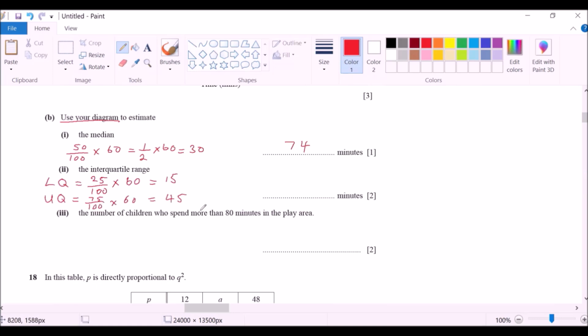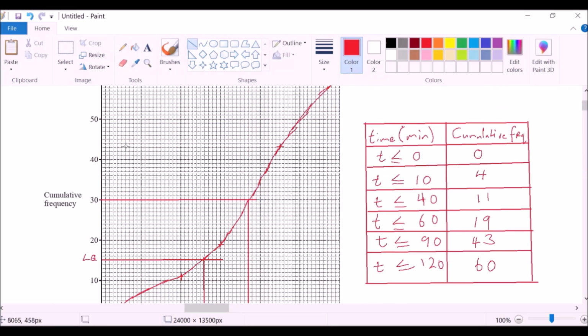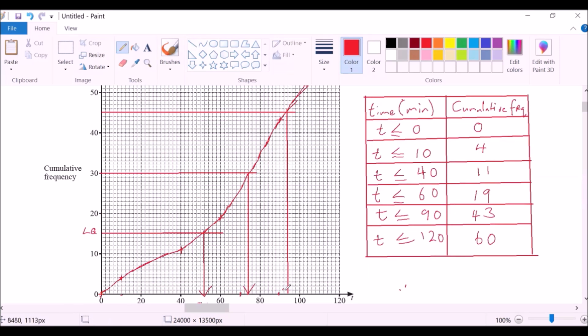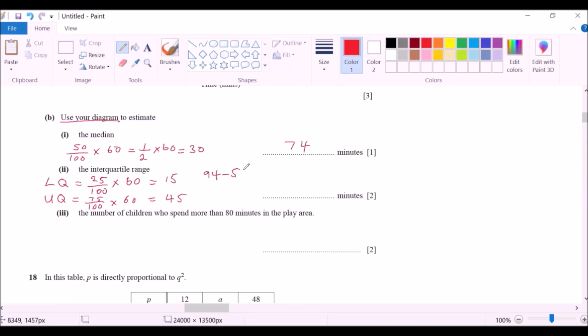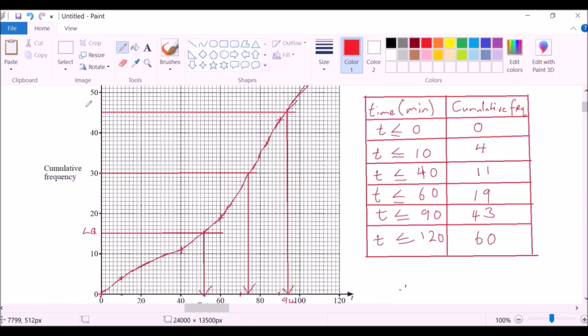The upper quartile is the 75th percentile, which is 75 over 100 times 60, which is 45. Now we go to our graph. At 45, which is here, we find the upper quartile, which we can estimate to be 82, 84, 86, 88, 90, 92, 94, which is 94. So the interquartile range is 94 minus 52, which is 42 minutes.